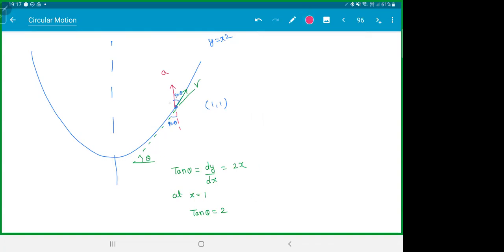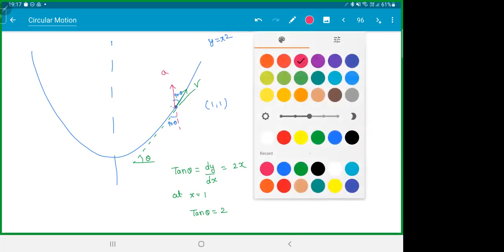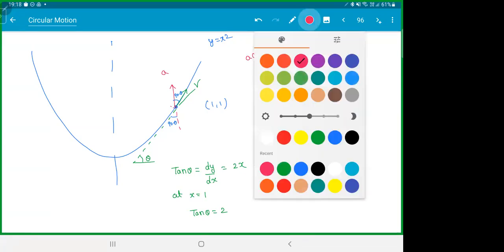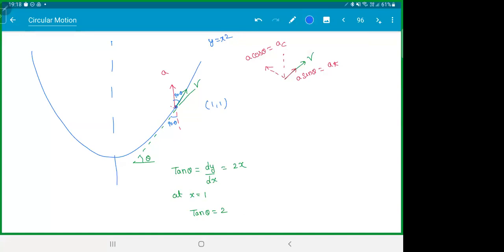So if you resolve the components here, this will be a, and this is your velocity. This is 90 minus theta, so this is a cos of 90 minus theta, which is a sin theta. This is your a tangential. This is a cos theta, that is your a centripetal. You got everything here. So take a triangle with sides 2, 1. This is theta, this is root 5. The a tangential is a sin theta, that is 2a by root 5.